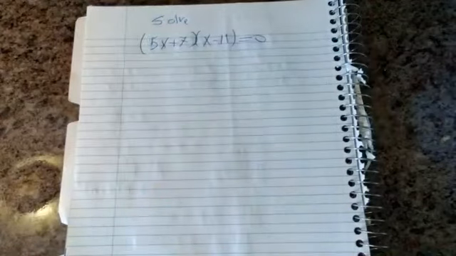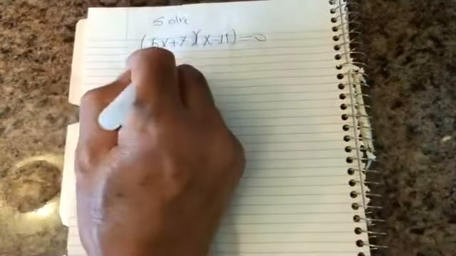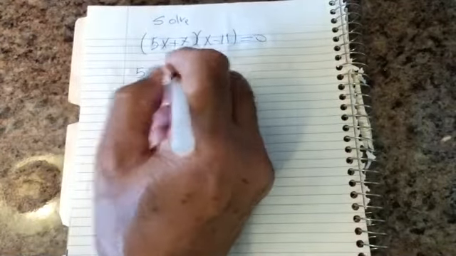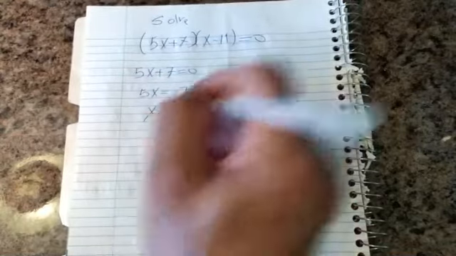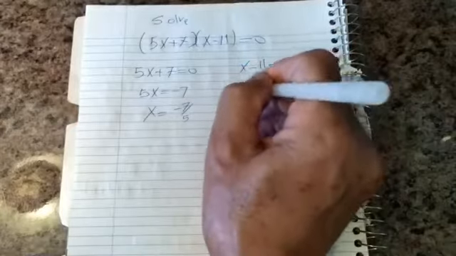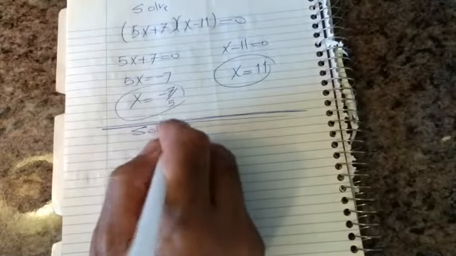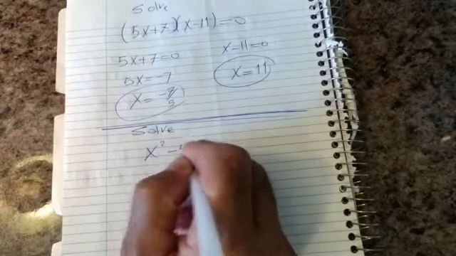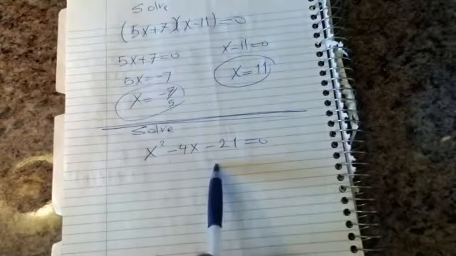This one is already factored for you. So all I need to do is take each parenthesis and set it equal to 0. See, this problem we already factored for you. This one you need to factor.